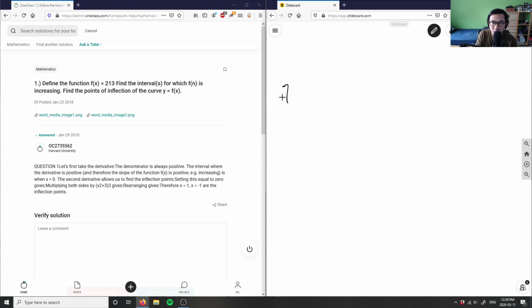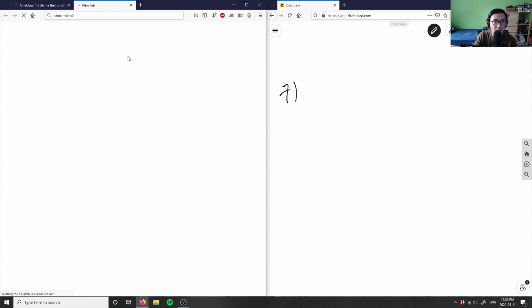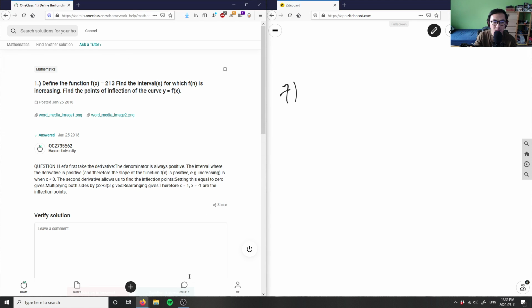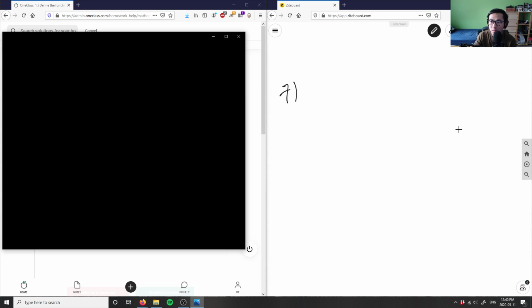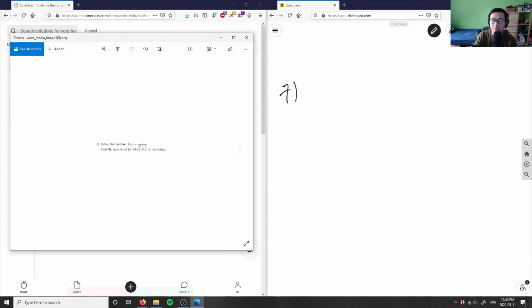Define the function. 213 is my function. I think there might be a formatting error, so I'm going to download this file and see if we can look at this problem better. Give me a second here. Yes, so this here is my function. Let me try to increase the size here for you all to see. It's kind of blurry, but it'll work out.